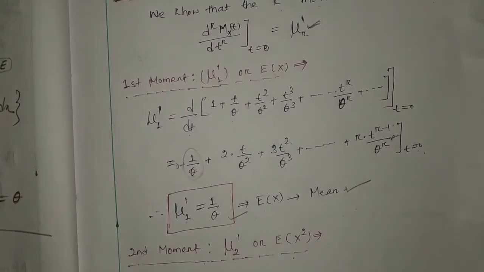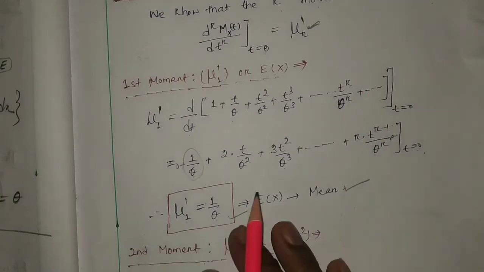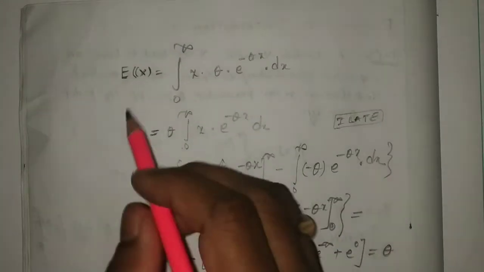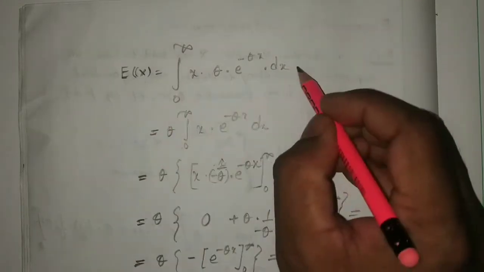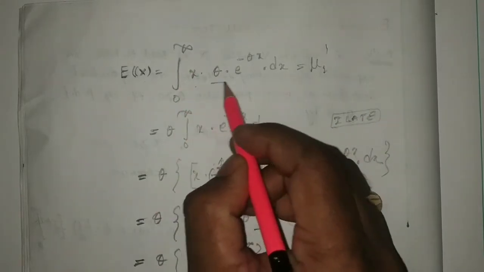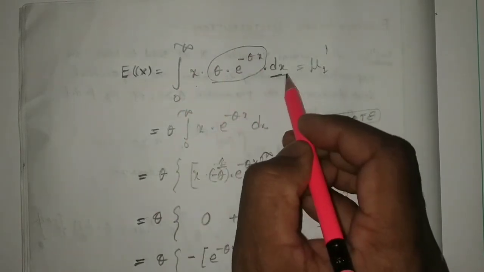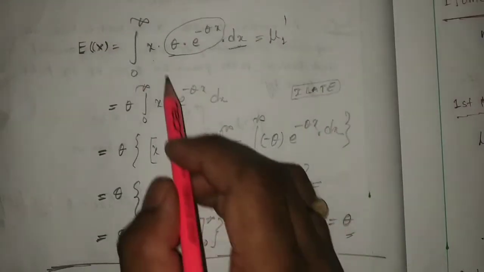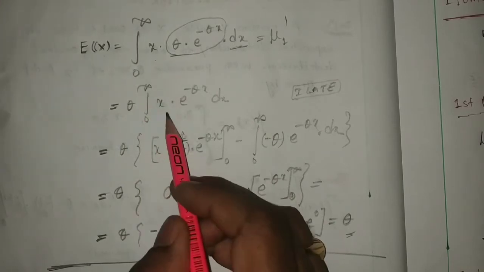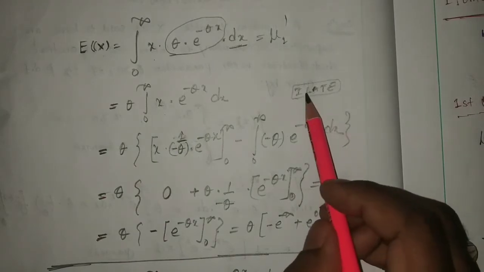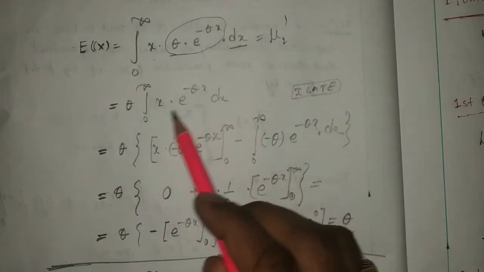In our last class also I told you, and in this class also I am telling you, that these moments can also be evaluated this way. That is, the expectation of x, which is mu 1 dash, is nothing but the integral from 0 to infinity of x into the pdf into dx. You just do it this way and you are going to get the same answer. See, theta is a constant, taken outside: integral from 0 to infinity of x into e to the power minus theta x dx. Now just do this integration.